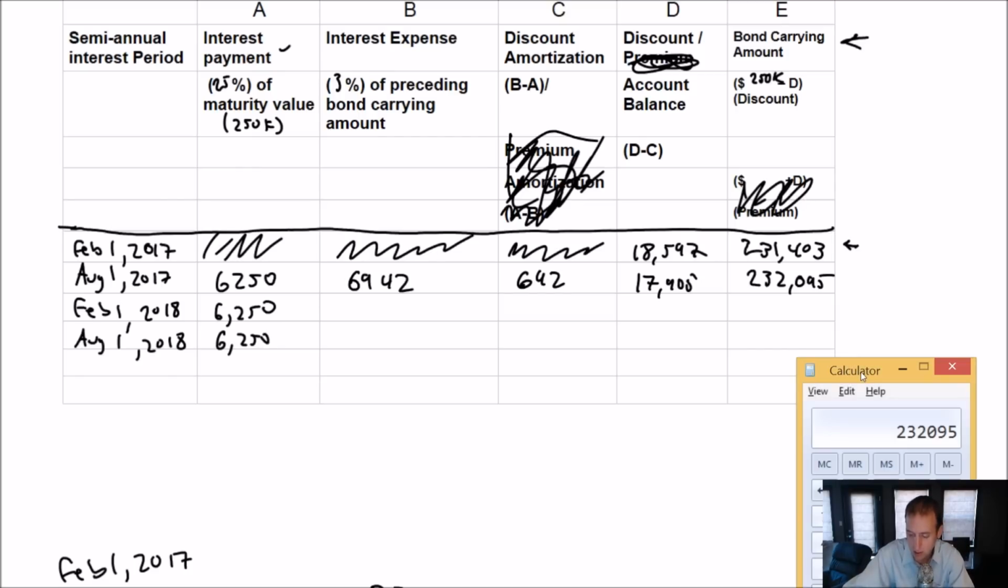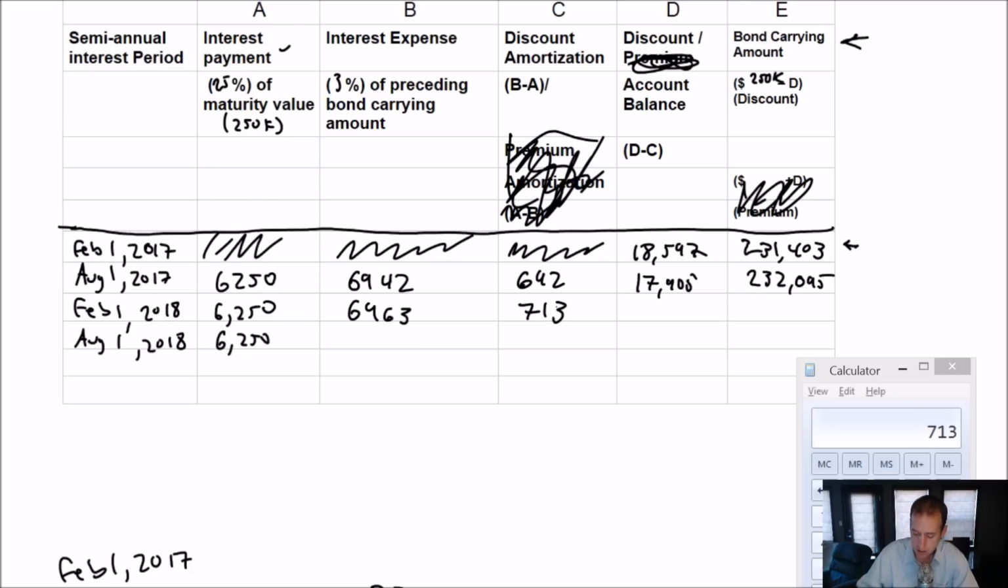Our interest expense, 3% of the preceding bond carrying amount. Okay, so I'm going to take the preceding bond carrying amount, which is 232,095. I got fat fingers. I think these are just like pianist's fingers, but I did it again. 232,095 times 3%. 6962, well, 6963, we're going to round up. Okay, so 6963 minus 6250, B minus A is 713 for this column.